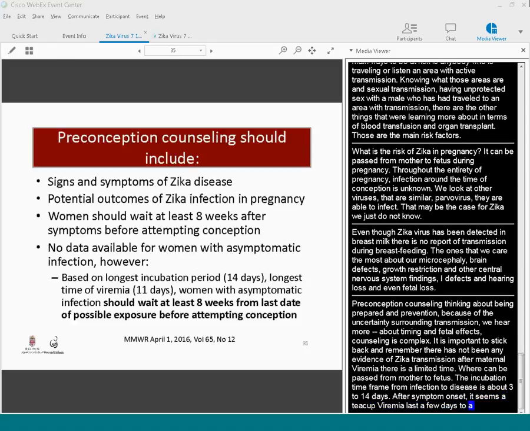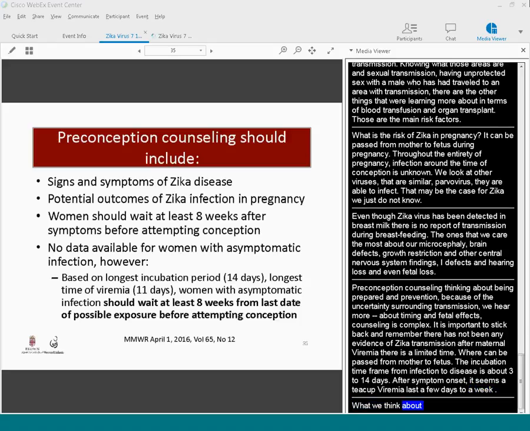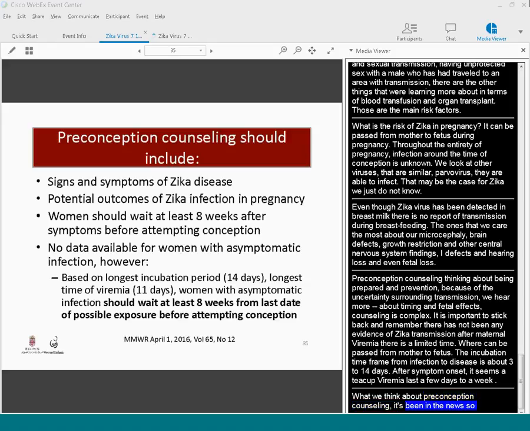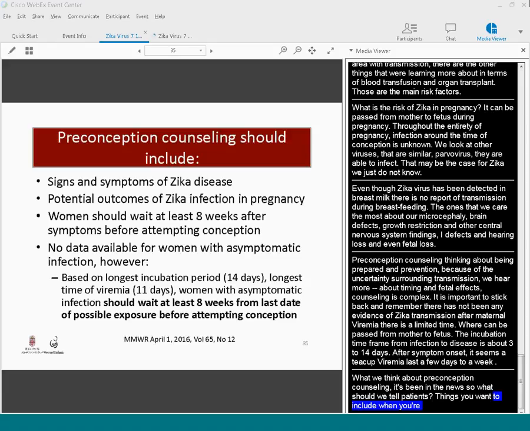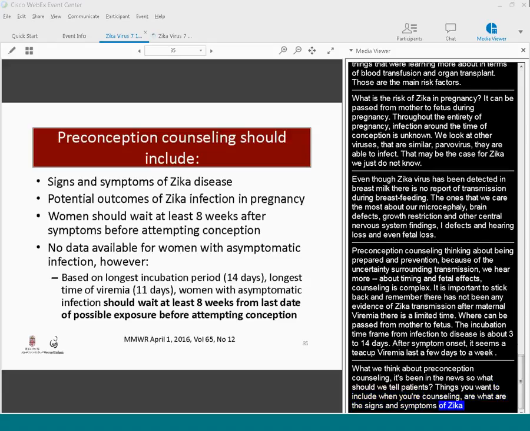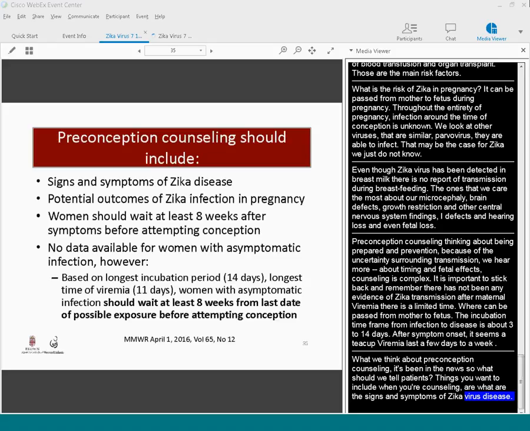So when we think about preconception counseling, there's a lot of awareness out there, and it's been in the news. So what should we be telling patients who are not pregnant yet, but thinking about becoming pregnant? Things you want to include when you're counseling your patients are, what are the signs and symptoms of Zika virus disease? So a lot of the things that Dr. Bradford talked about. What's the risk of getting Zika in pregnancy? Making sure patients are aware of that. Making sure they know recommendations.